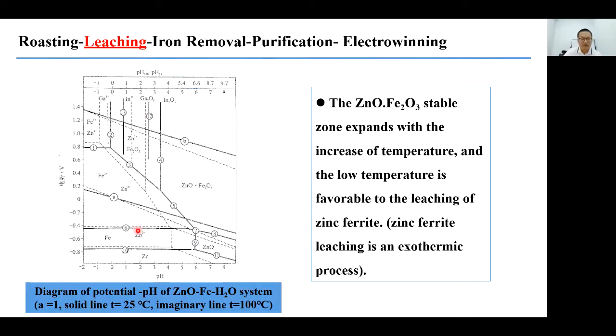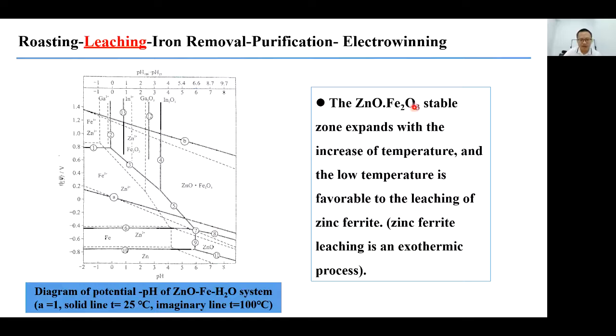is 100 degrees C. We can find out that when we are decreasing the temperature, the stable zone of zinc ferrite is reduced. And if we want to... actually, this is contradictory with the leaching requirement.